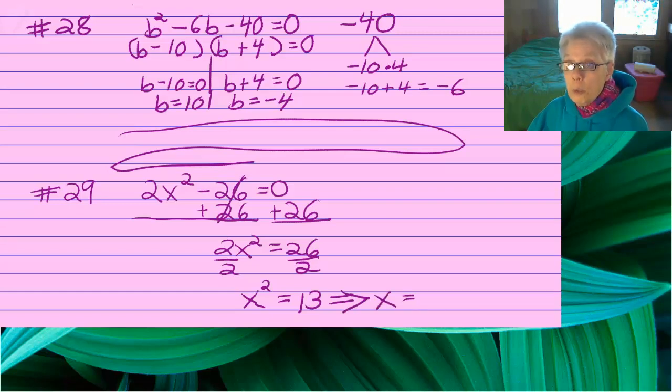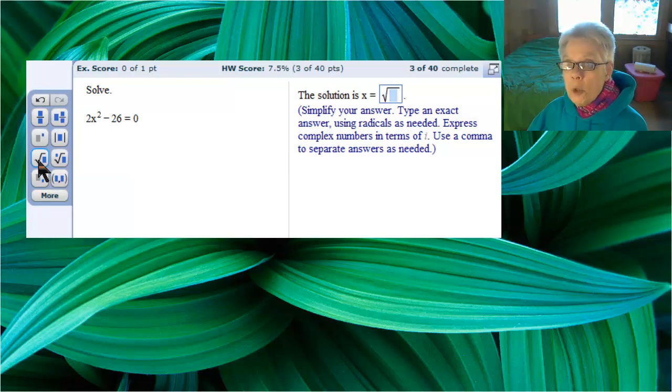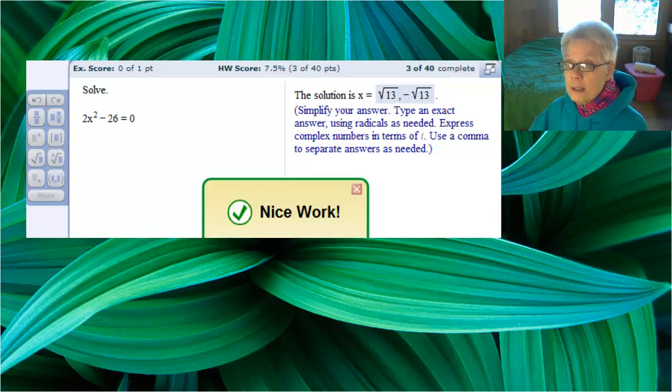And so we'll take the square root of both sides. x is going to equal plus or minus the square root of 13. Let's put these answers in the answer box. And we're going to use the square root tool. The square root of 13. Now, hit the right arrow key to come to the end of the square root, then put your comma, then put a negative sign, then put the square root again. Now, check your answer. Nice work.